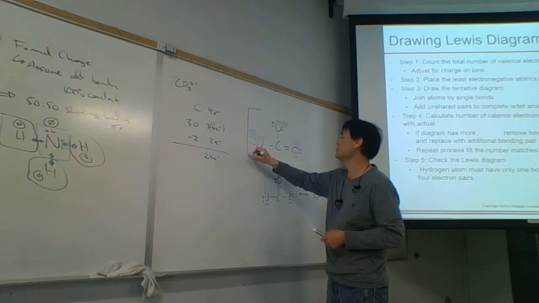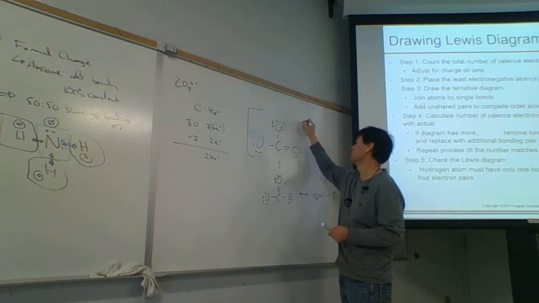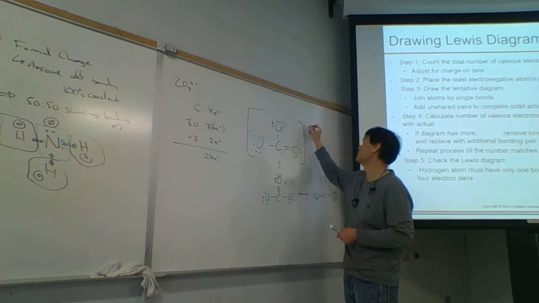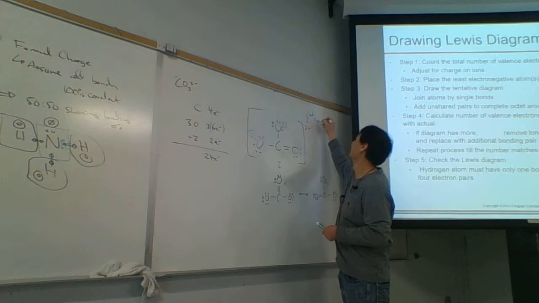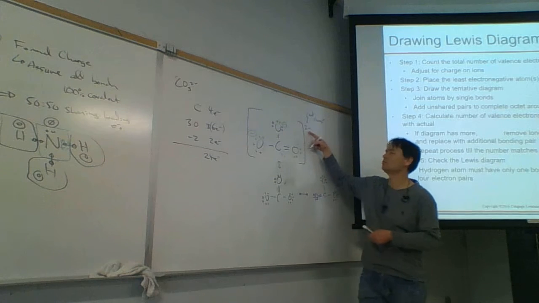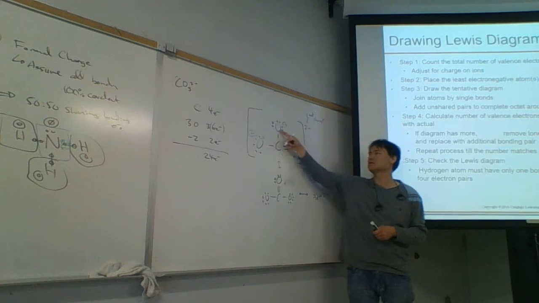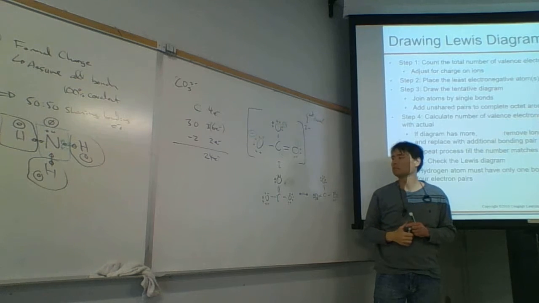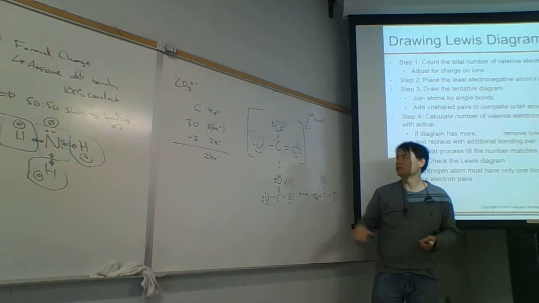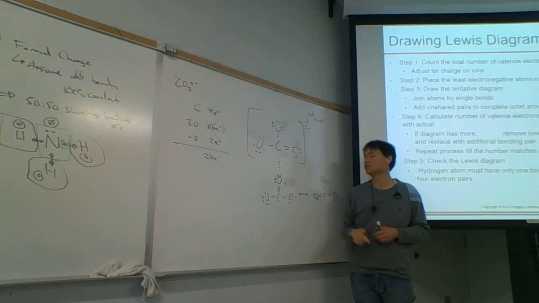So what we're going to do is sum up everything in the circles here and then write that as the net charge. This is the net charge. And so carbonate has a net charge of minus 2. Each of these oxygens has a minus 1 charge on it. Now usually the 0 formal charges we don't show.